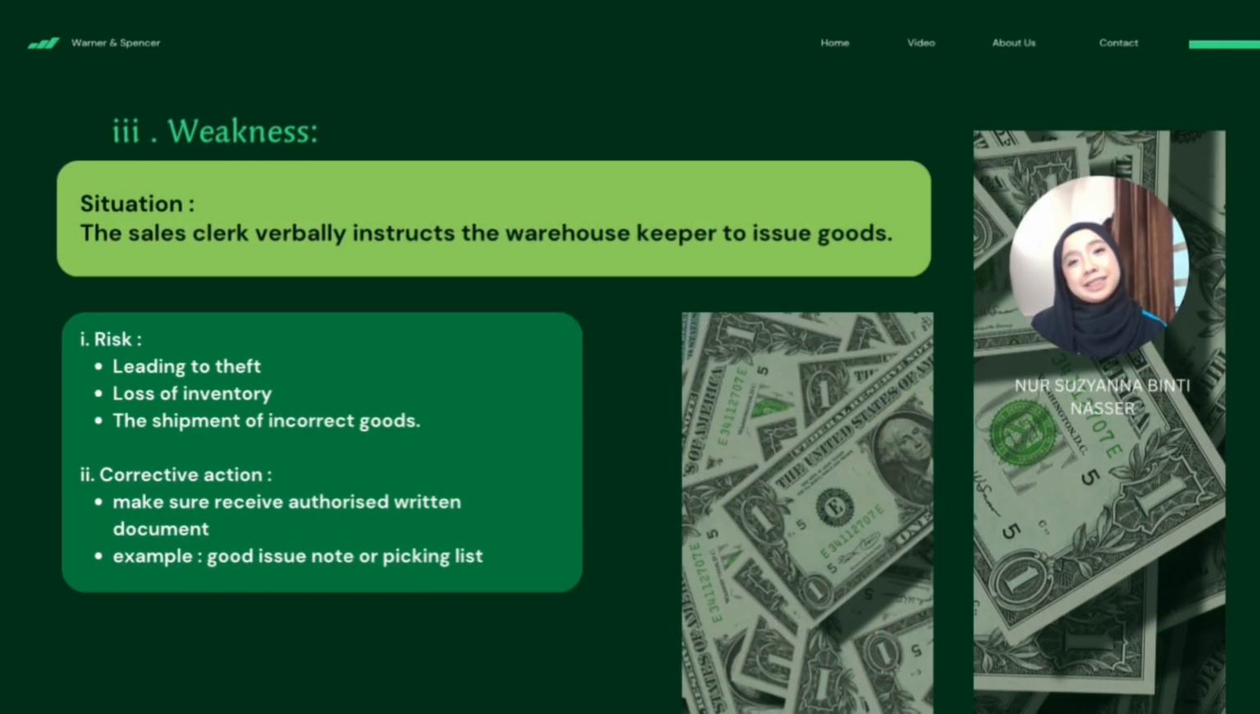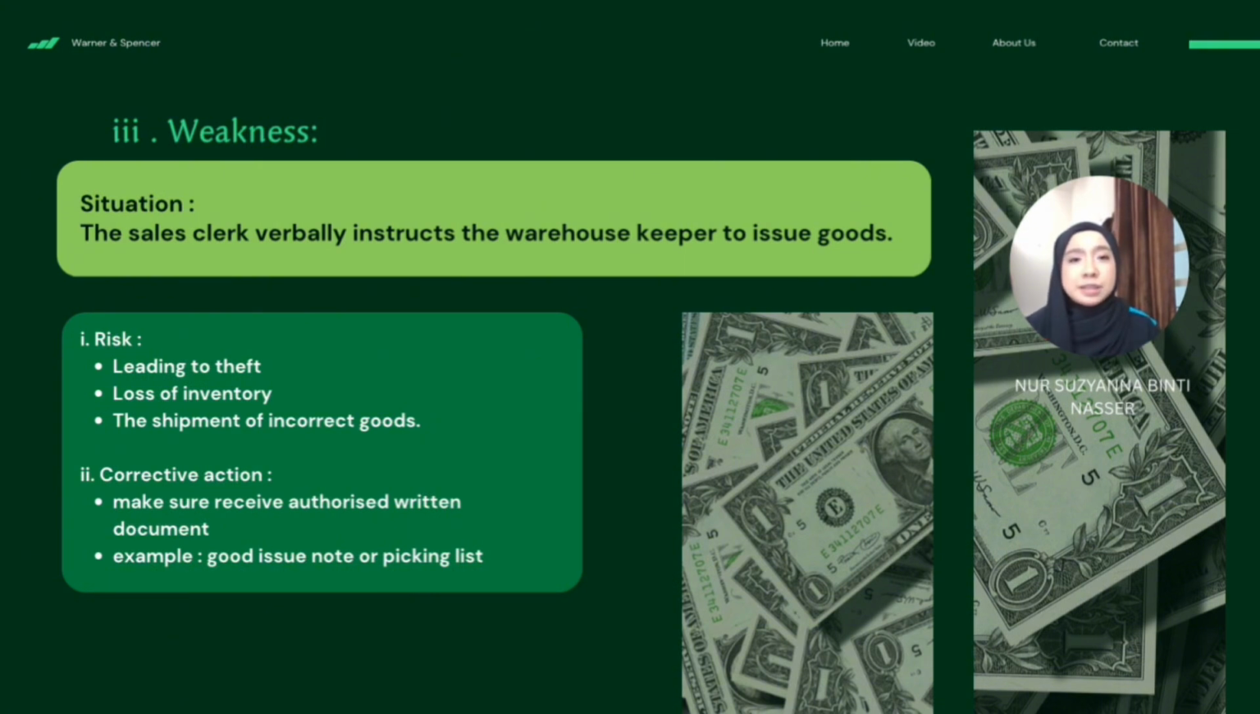Next, we will look at the third weakness, which is that the sales clerk verbally instructs the warehouse keeper to issue goods instead of using a written document. For example, if a customer orders 20 ergonomic chairs, the sales clerk may simply tell the warehouse staff, please prepare and ship 20 chairs for customer A. Because the instruction is only verbal, the warehouse staff might misunderstand and release 30 chairs instead, or even the wrong type of chairs. This can lead to theft, loss of inventory, and the shipment of incorrect goods.